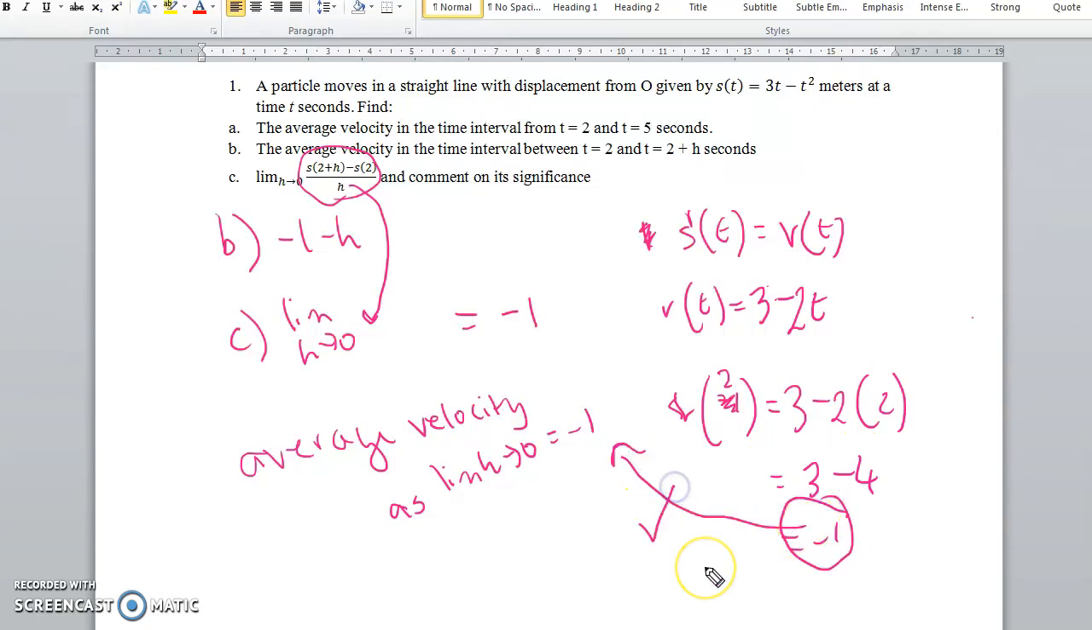So we are good there, and that's the first example. I'll do the next one after this.